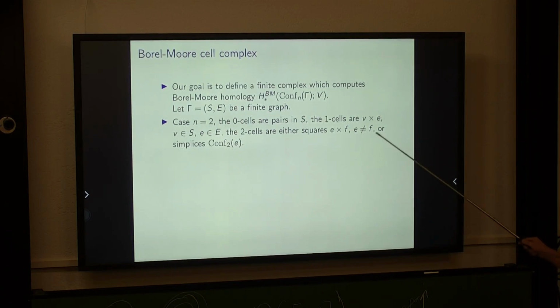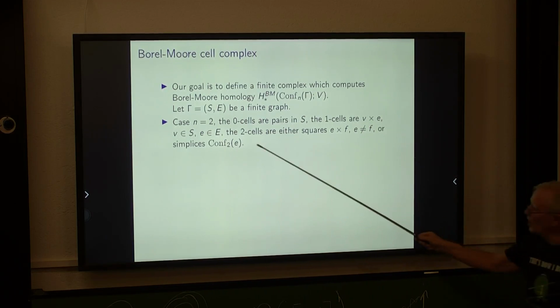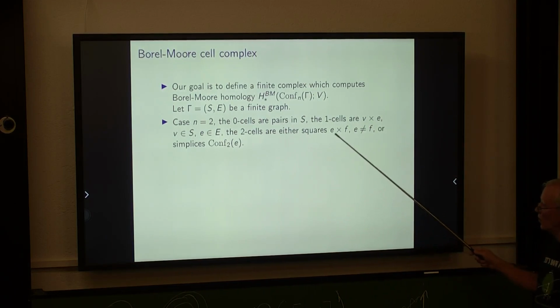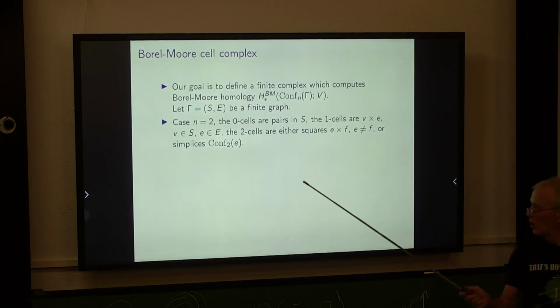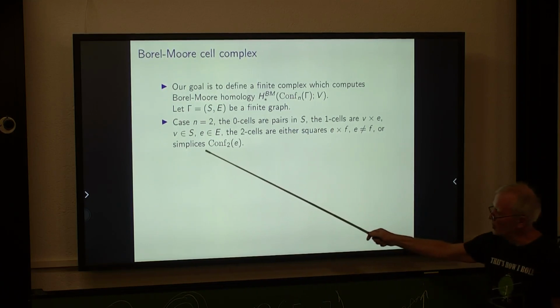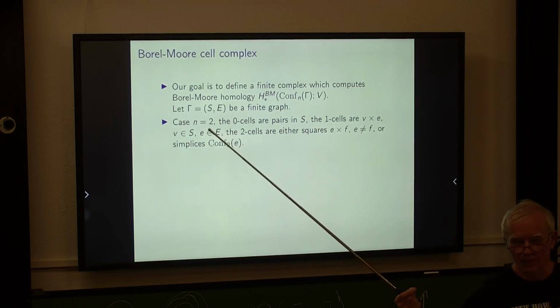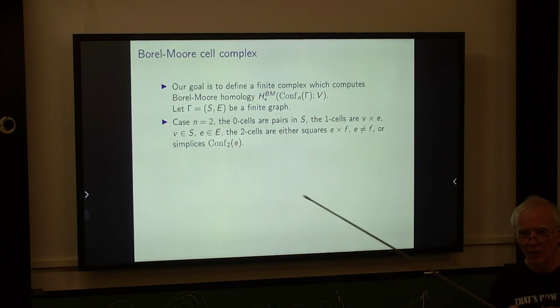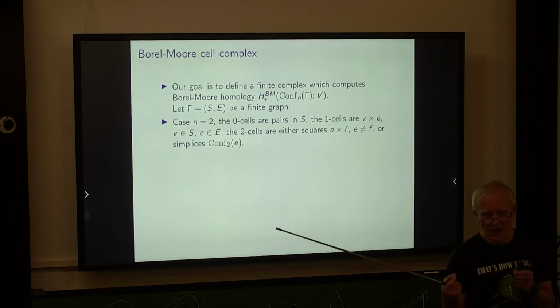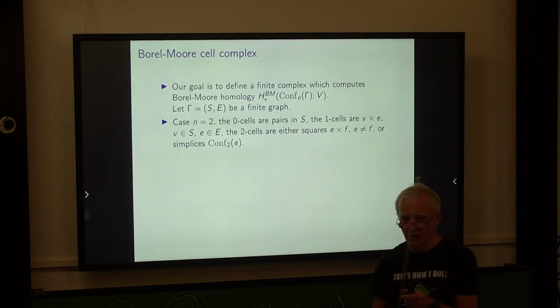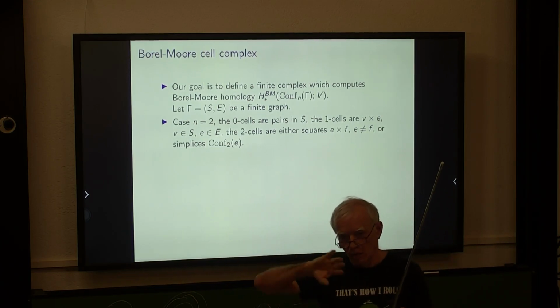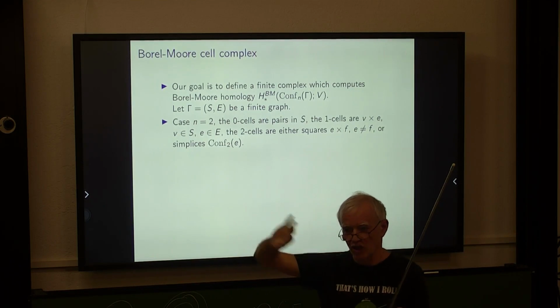And I think about this as a subspace in the configuration of 2 points. And I will have 2 cells which are either squares, products of 2 different edges, or simplices as before, configuration of 2 points in an edge. And when I take configuration of 2 points in an edge, it's a triangle with the diagonal with 1 edge removed.